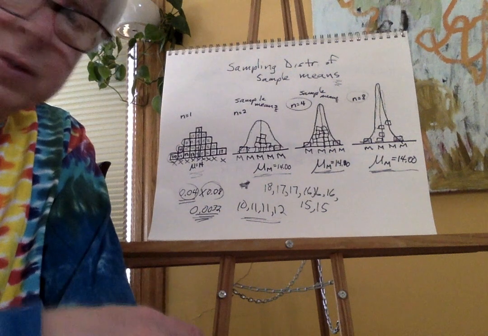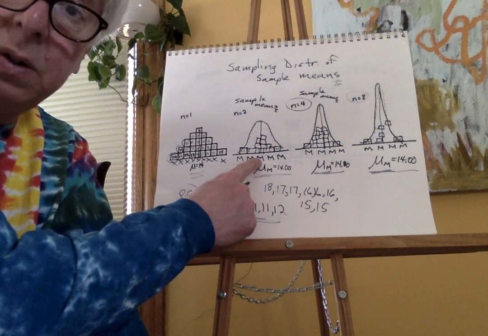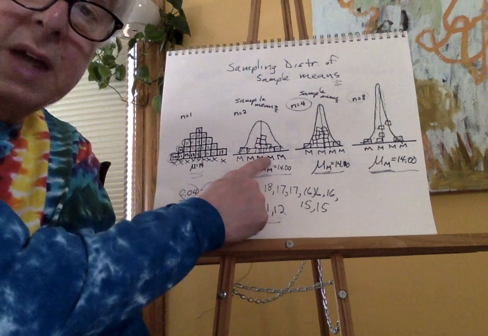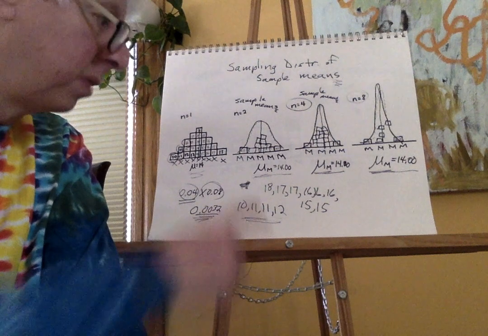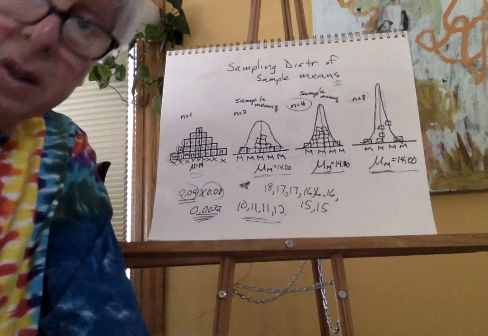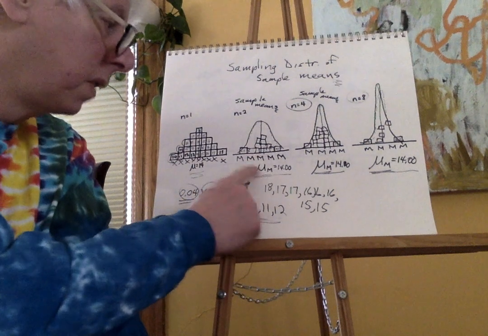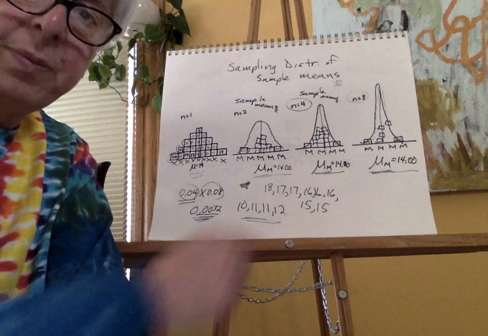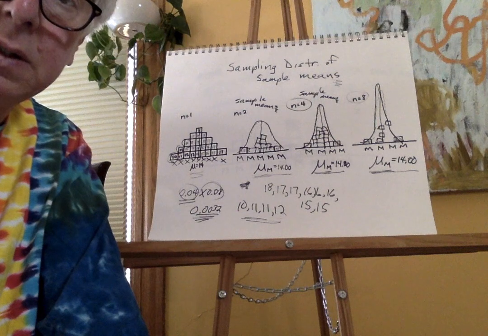We started by taking out samples of 2. Take out 2 blocks, get the average, then put that average on this curve. Then take out another 2 blocks, get the average, put the average on that curve. Take out another 2 blocks, get the average, put the average on that curve. So this ends up being a distribution of sample means. It's the sampling distribution of sample means.